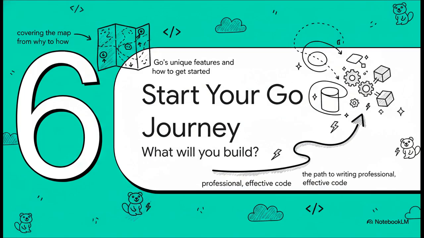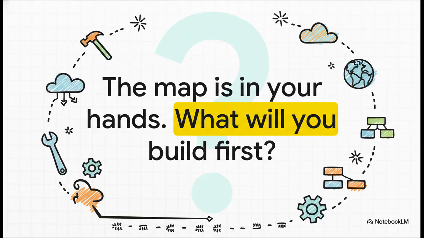All right, last section, start your Go journey. So we've looked at the why and the how. We've covered the map. So there you have it. The map is in your hands. We've seen how it's designed for speed and simplicity. We've touched on its superpower, concurrency. The tools are all there, ready for you. The only question left is, what are you going to build first? The journey is all yours.